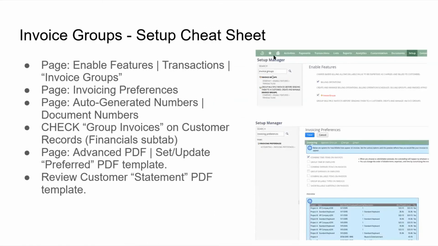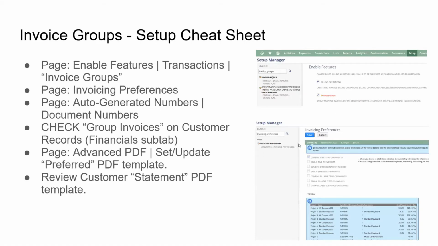All right. Some setup cheat sheets. So how do I use this? This sounds really cool. Under setup, if you search for invoice groups, you'll find the checkbox called invoice groups. So you check that. I think when you turn this on, NetSuite gives you a no going back type of warning, like you can't turn it off once you've turned it on. So heads up for that.